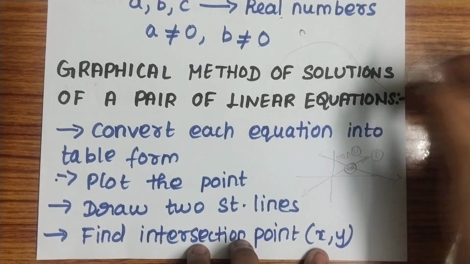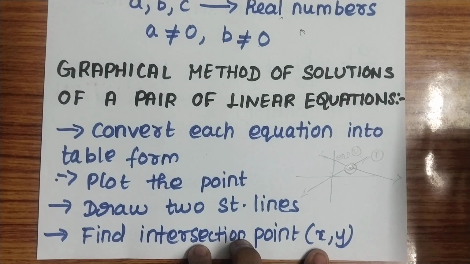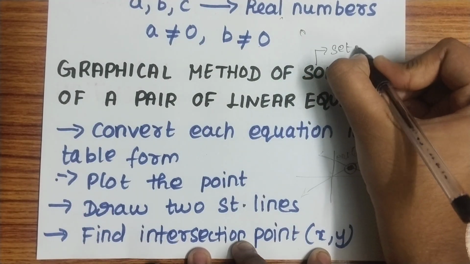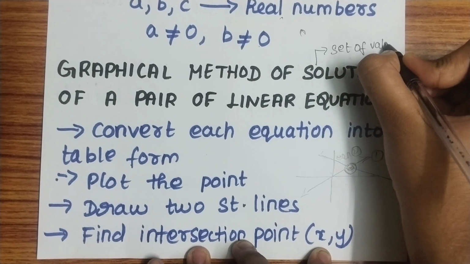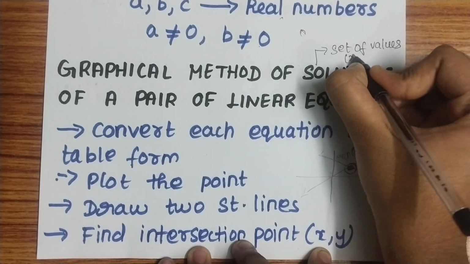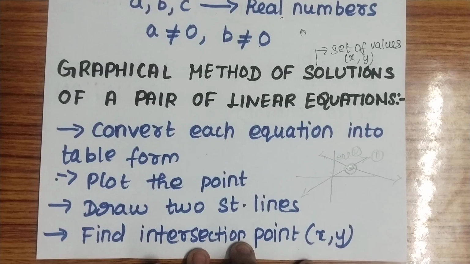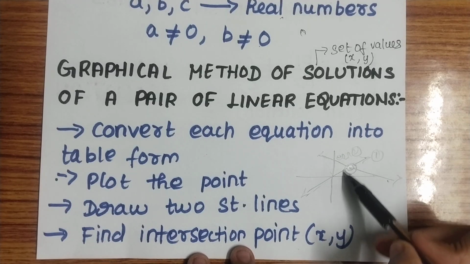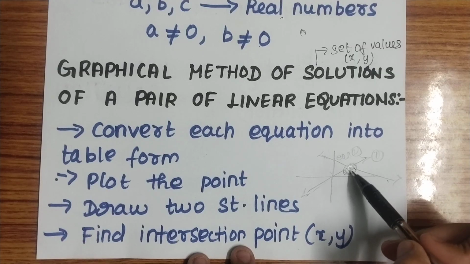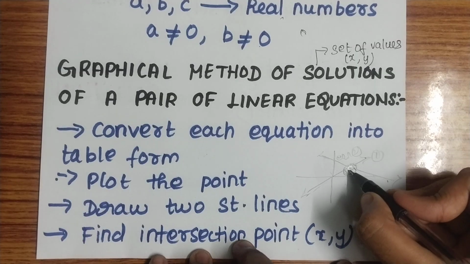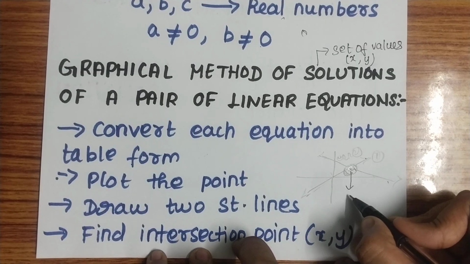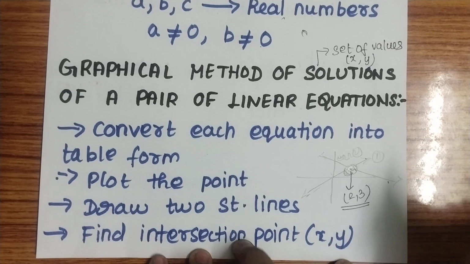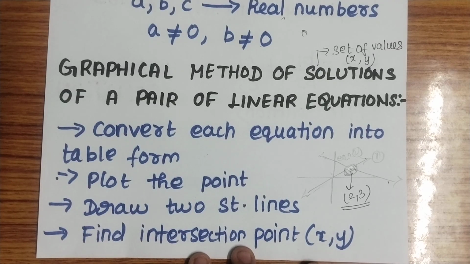It is a set of values which satisfy the equation. Set of values is nothing but x comma y. It is a point of intersection. So if I plot two lines in my graph, these two lines meet at a point. So this is my intersection point, right? For example, if this is 2 comma 3, I can say this is the solution for the given pair of equations.